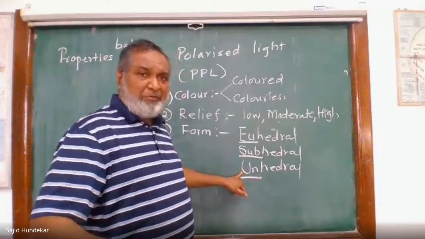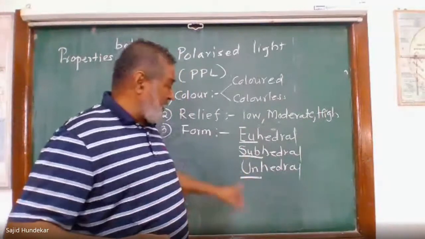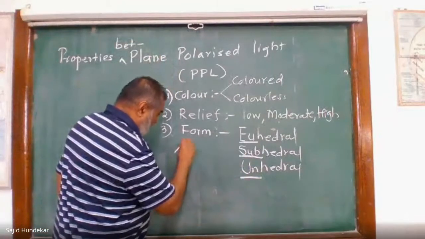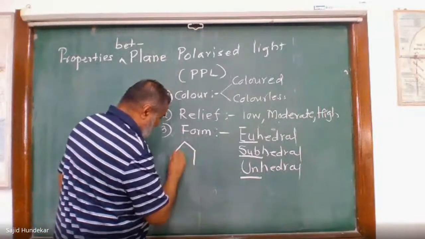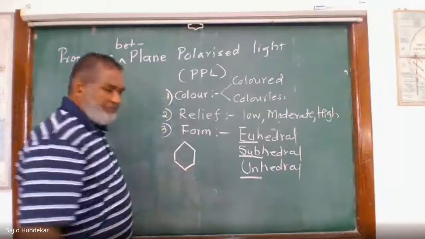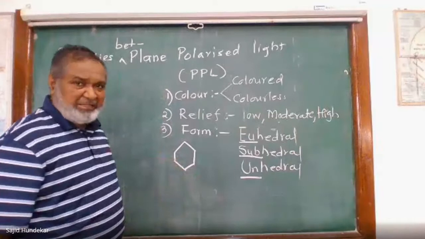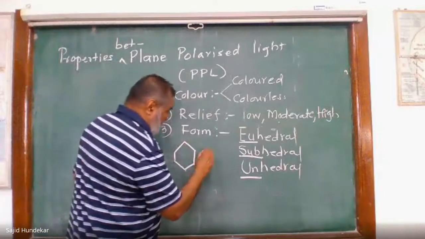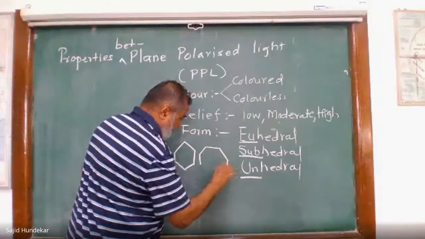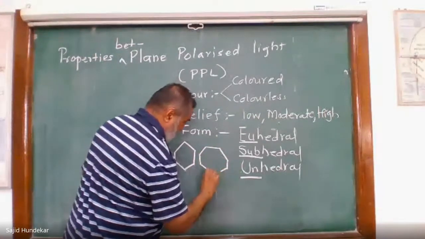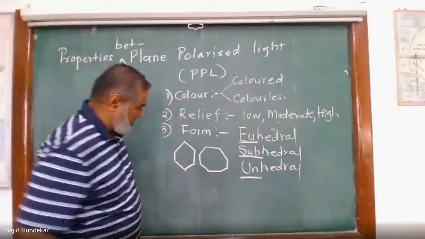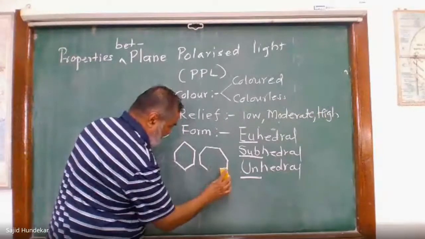If none of the faces has a straight line, then it is anhedral. For example, I'm going to draw the diagram. If you want, you can have the notes also. Notes are also uploaded now on Google Classroom. This is six-sided, you can see very prominent one. This is eight-sided, very clear now.